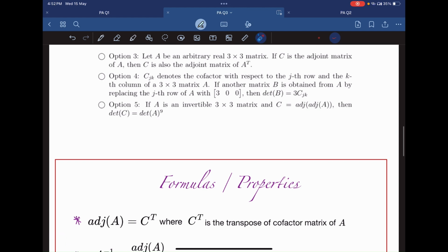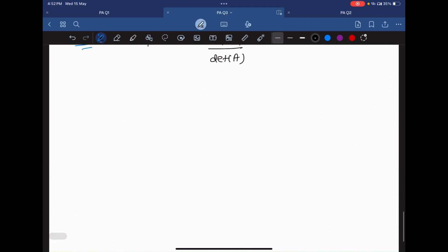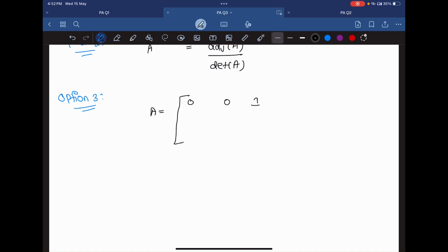Now let's look at option 3. Option 3 says let A be an arbitrary real 3 cross 3 matrix. If C is the adjoint matrix of A, then C is also the adjoint matrix of A transpose. So let's check that. Option 3. For it, we will consider some matrix, let's say A, as follows.